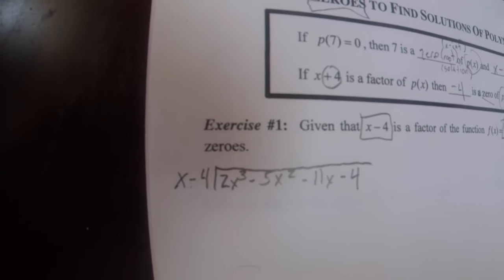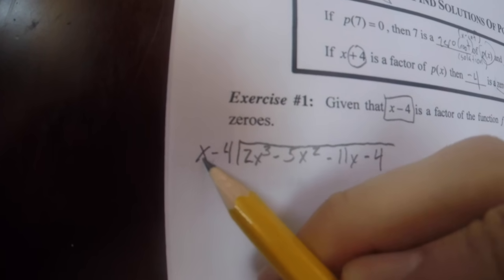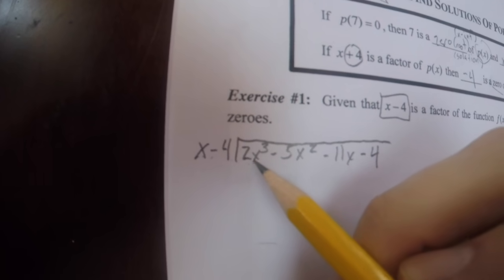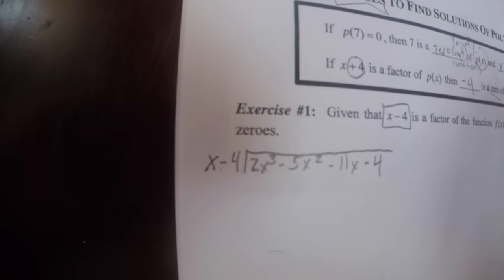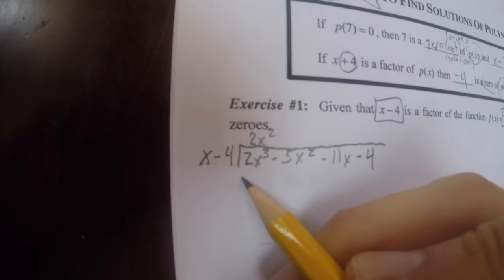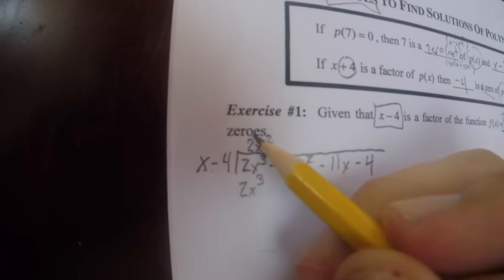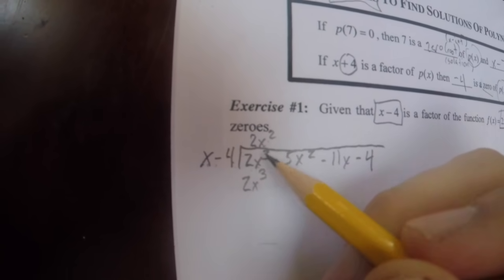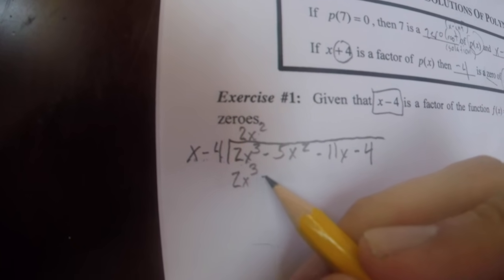All right. So first step is I always take a look at this term right here, and I say to myself, okay, what can I multiply x by in order to get 2x to the third? I'm pretty sure it would be 2x squared, right? 2x squared times x would be 2x to the third. That's good. Now we have to take this number and multiply it by the other term. 2x squared times negative 4 would be negative 8x squared, right?